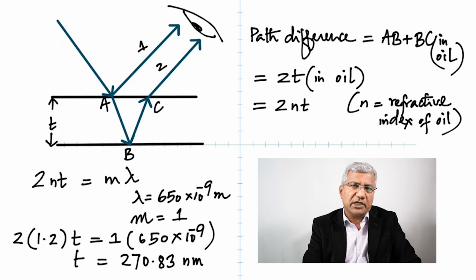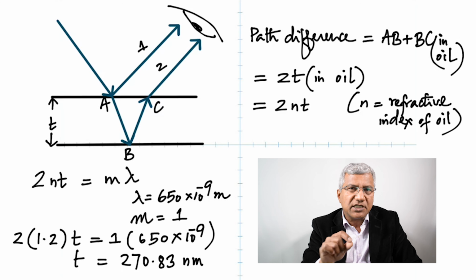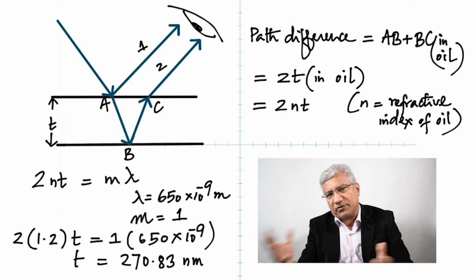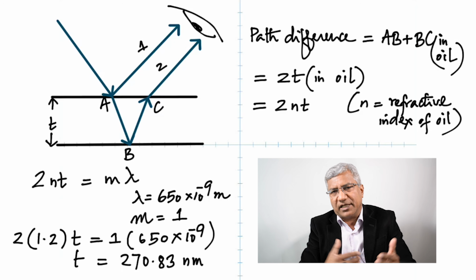Wow, that's a real thin film. So that is when you would see that particular wavelength. If you want to see another wavelength, well, the thickness should be a little different. I hope that makes sense.